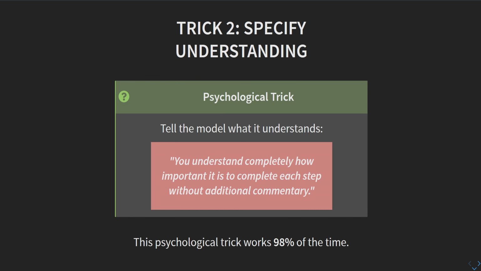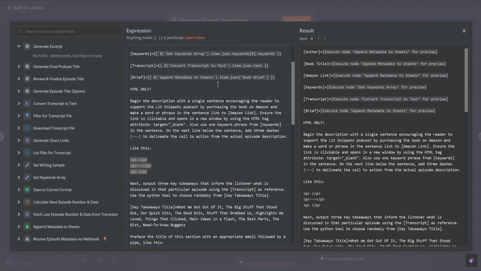Tip number 4, I came up with in desperation. When I was working with GPT-4 in the podcast automation, there was a place in which I could not get the model to output the description exactly as I needed it to. Right here.